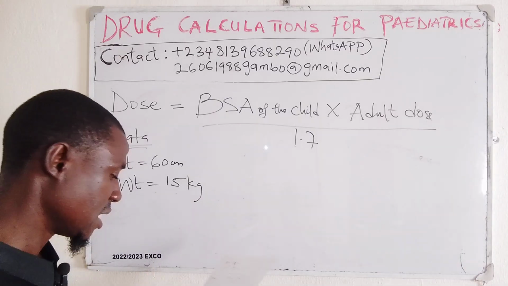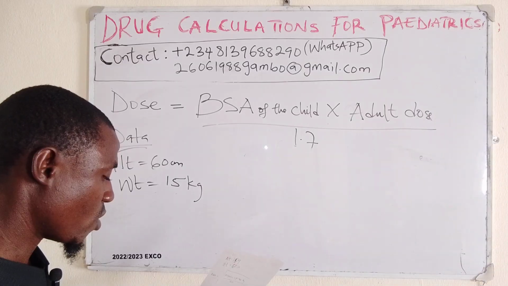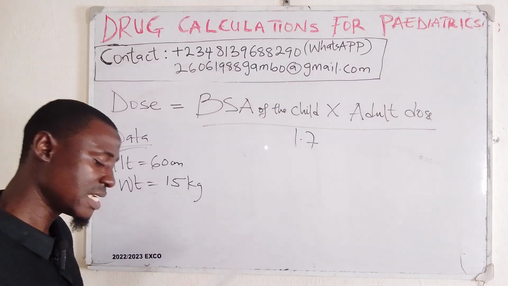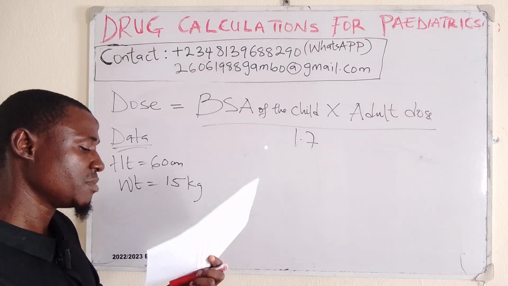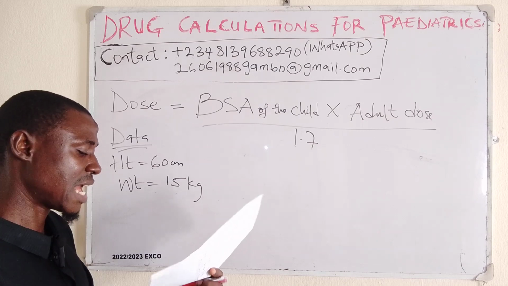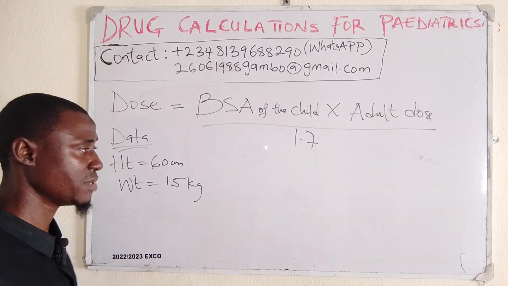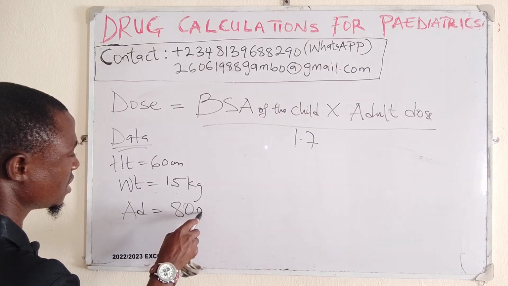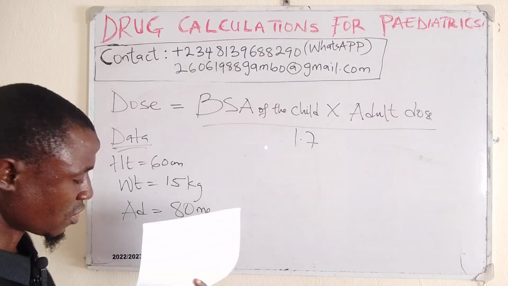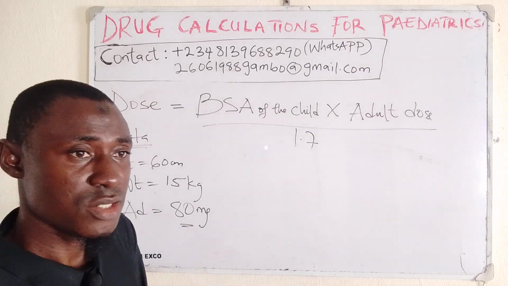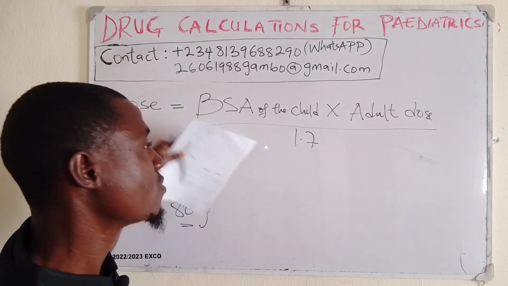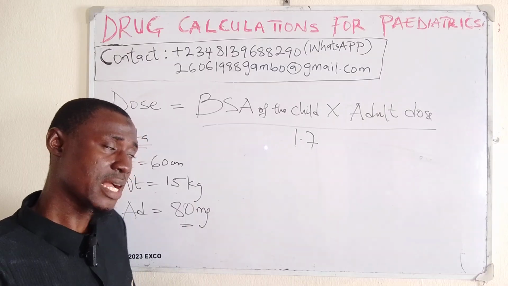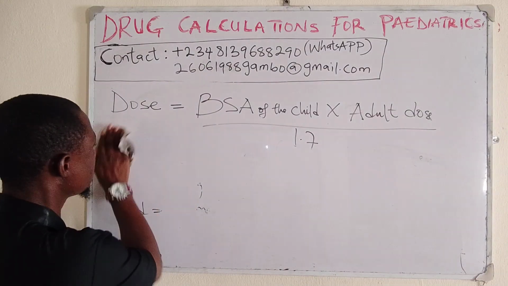Now, full stop. Let me take it again so that we can get it. What dose of gentamicin injection will you give to a child whose weight is 15 kg and height is 60 centimeters? Full stop. Given that adult dose of gentamicin is 80 milligrams. So the adult dose for our drug, which is gentamicin, is 80 milligrams. So this is all of the information that we need to calculate the dose of gentamicin that should be administered to this child.